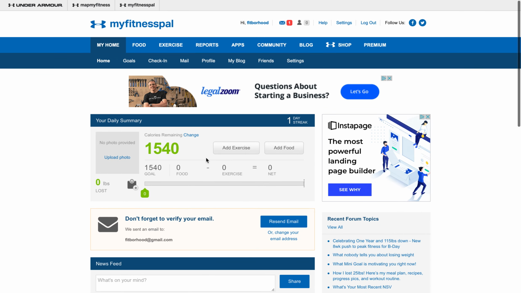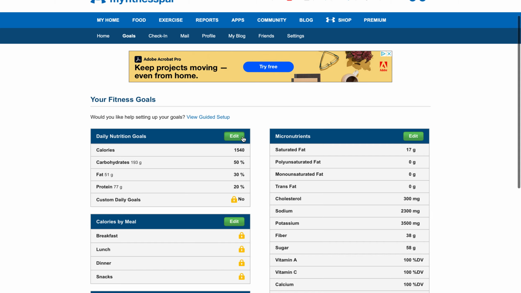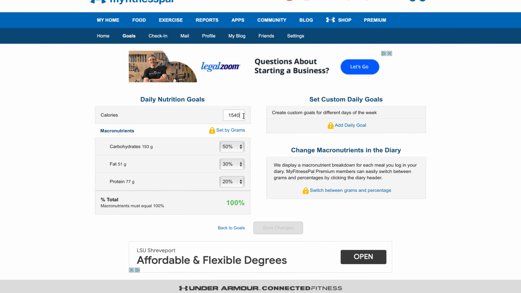So your first stop, we're going to go to, it should be goals. Here we go. So daily nutrition goals. Now the beauty of this is, let's say you followed the steps that I did, and 1,540 calories is leading to you gaining weight, maintaining weight, not losing weight. So you can go and edit, and you can alter this number to anything you want.